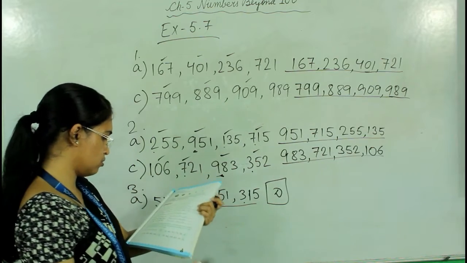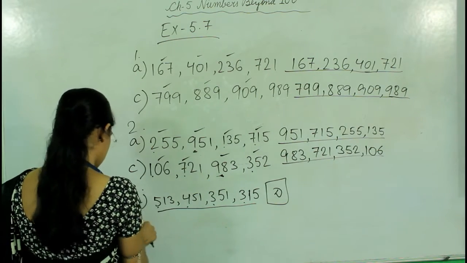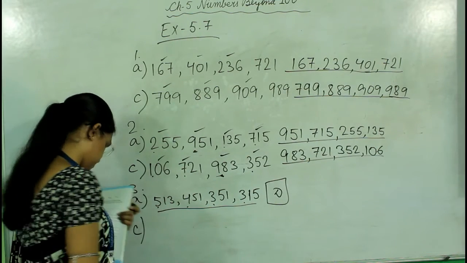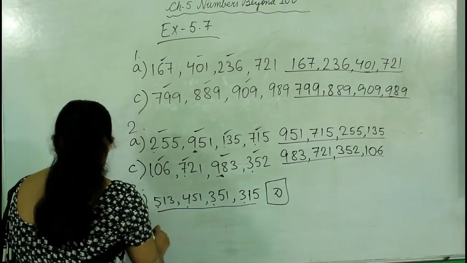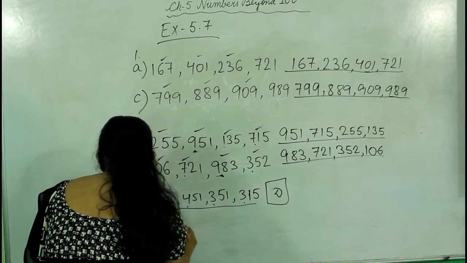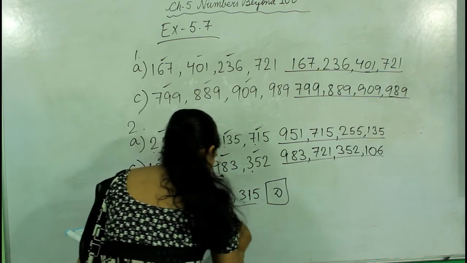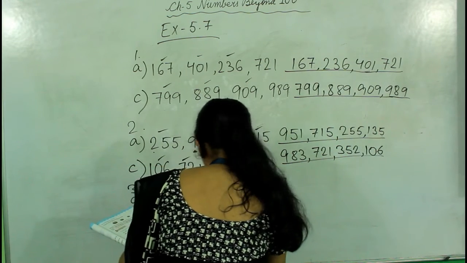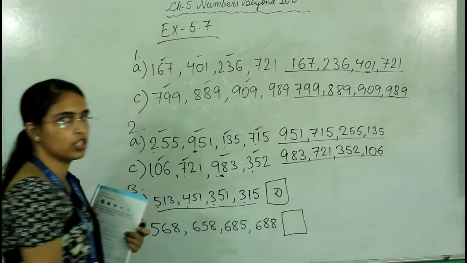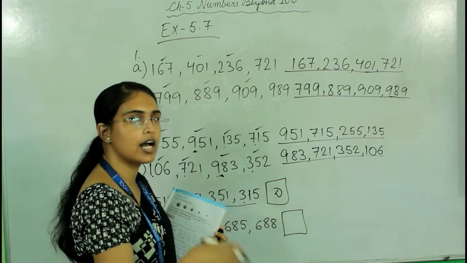Now we will do question number C. Sorry, not D. In this question, the numbers are 568, 658, 685 and 688. Again we have to check whether they are arranged in descending order or ascending order.